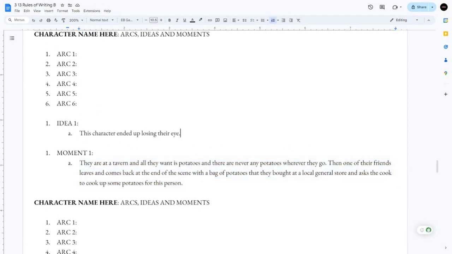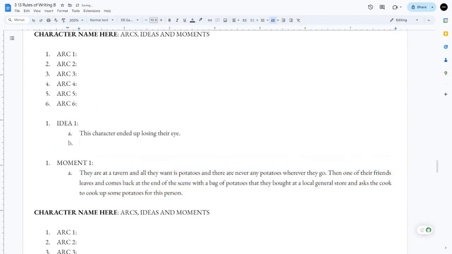The idea is just the concept, you know. In fact, I might say, he always wants potatoes. Or you could say, because again, you might not know what the character is right away. Because remember, we start internally and work our way out to the external. When creating a character, when working on arcs, unless you've already created the character and you know who they are and what they want, and now you're working on a more nuanced arc, that's different.